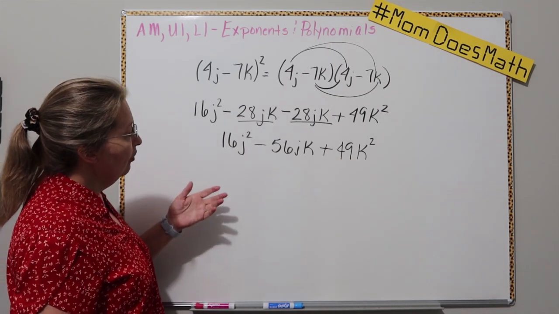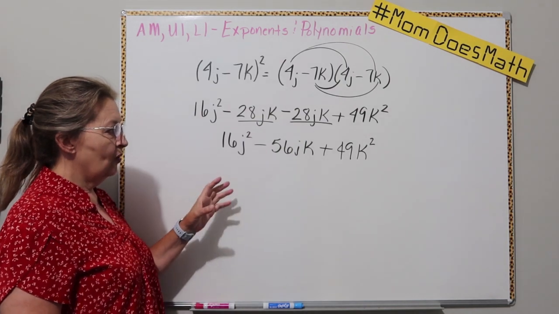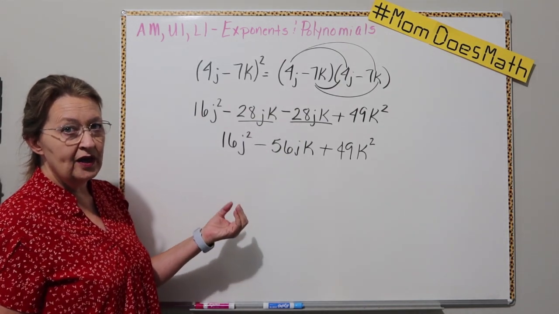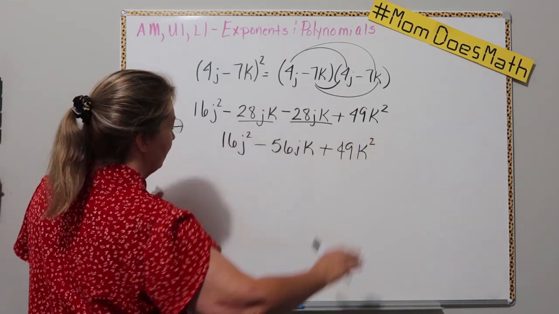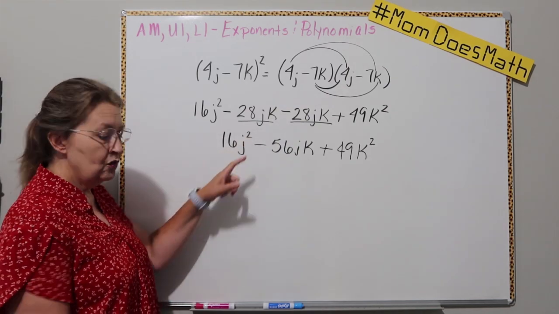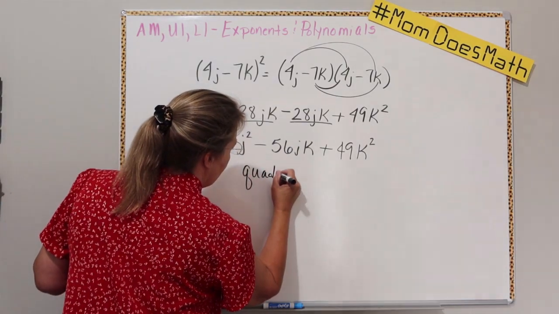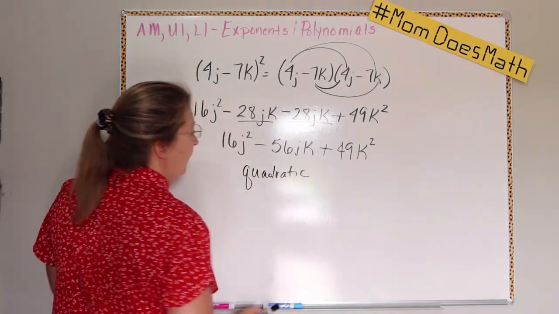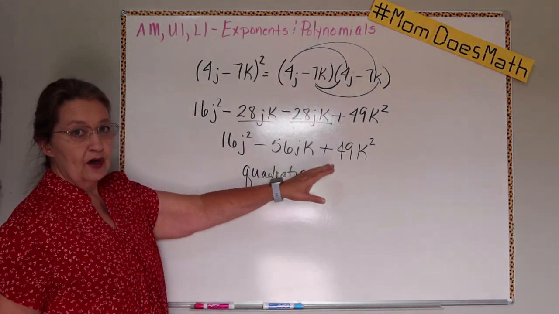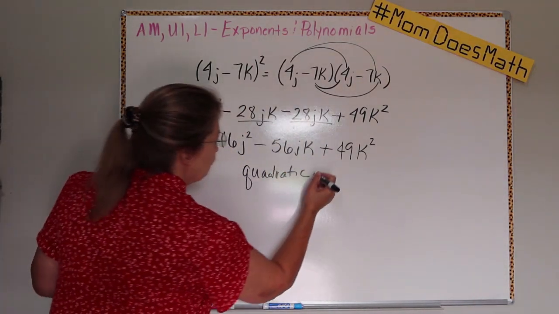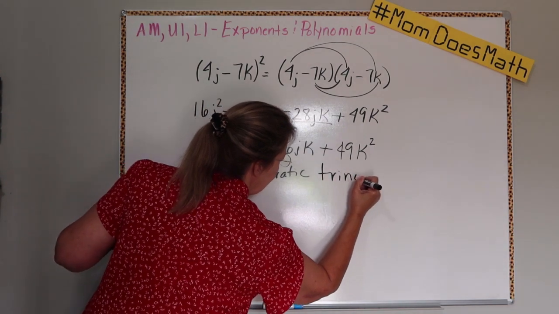All right, now we're going to classify it according to exponents first, the degree of it. So you look at all the exponents. The highest one is a 2. So that means that this is a quadratic. And then you count your terms. There are 3. So this is a trinomial.